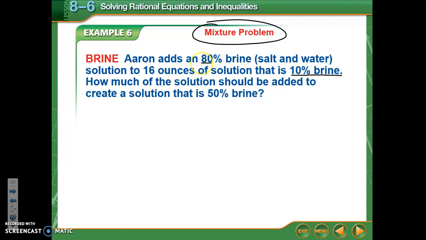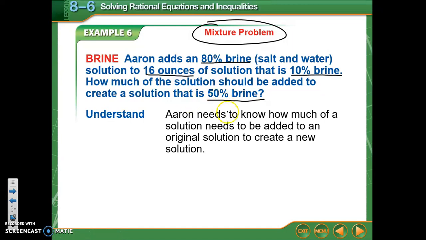So I have some amount of 80% brine that I don't know, and I have 16 ounces of my 10% brine solution. So how much solution should he add to end up with a total solution that's 50% brine or 50% salt? So I have 16 ounces of 10%, and I'm going to add my 80% until the total percent is 50%.